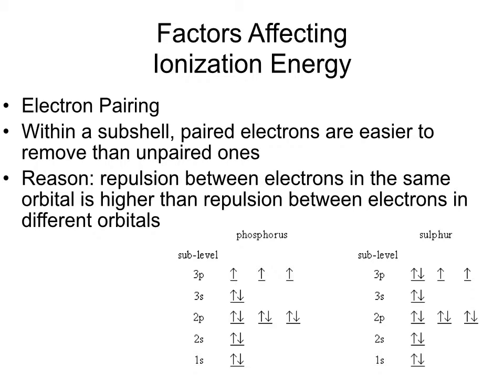So you would typically think that the ionization energy of sulfur would be higher than the ionization energy of phosphorus, but because this electron is paired in the p orbital, it's actually easier to pull that electron away than it is to pull the p subshell electron from phosphorus.